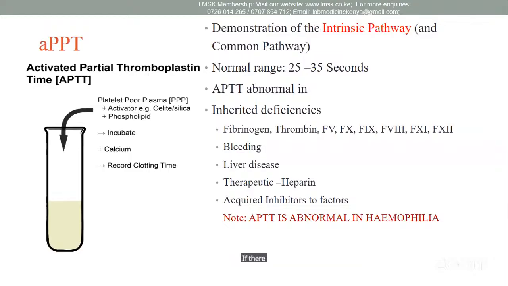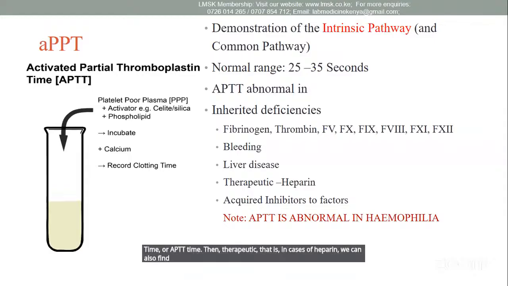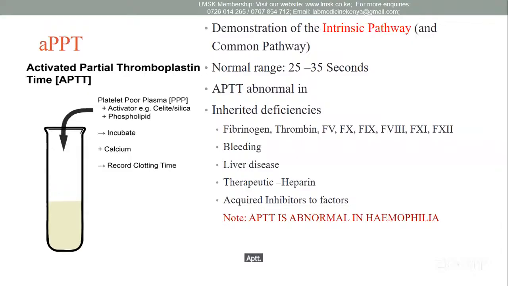If there is a liver disease, we will find synthesis of these coagulation factors being low, hence leading to a longer APTT time. Then therapeutic, that is in cases of heparin, we can also find abnormal APTT. Acquired inhibitory factors can lead to such, and we will see in the next slide how that affects. And what you have to note is APTT is abnormal in hemophilia because our main discussion is hemophilia. Next slide.